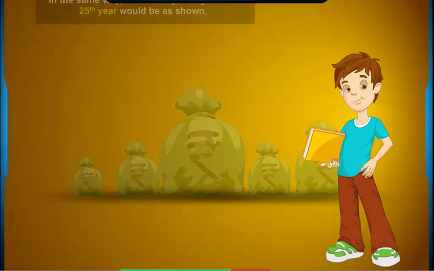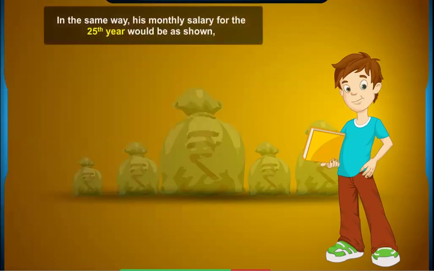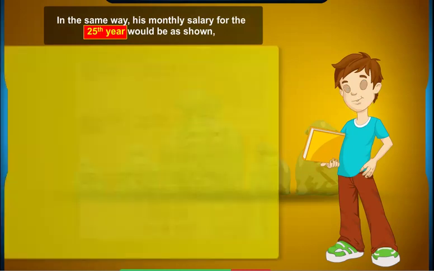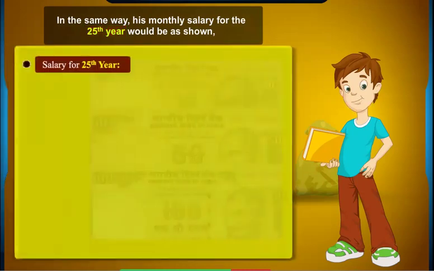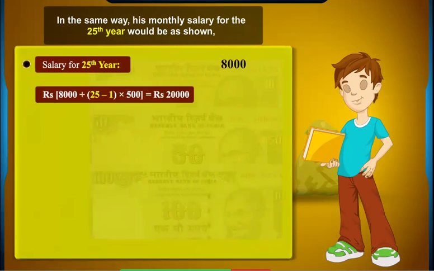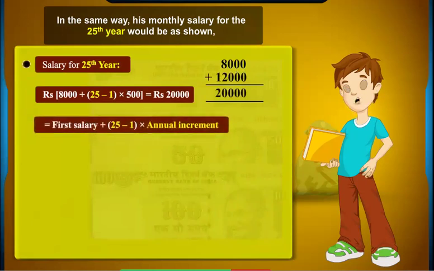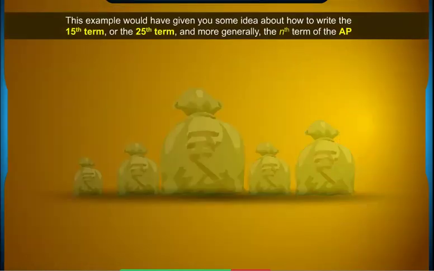Salary for 25th year. In the same way, his monthly salary for the 25th year would be as shown. Salary for 25th year, rupees 8,000 plus 25 minus 1 into 500 equal to rupees 20,000. That is, first salary plus 25 minus 1 into annual increment. This example would have given you some idea about how to write the 15th term or the 25th term, and more generally, the nth term of the AP.